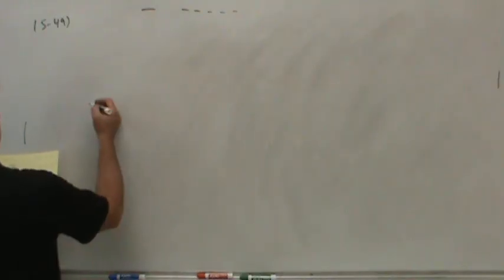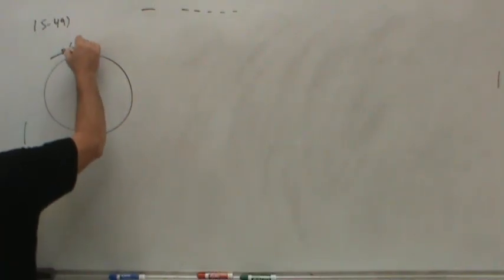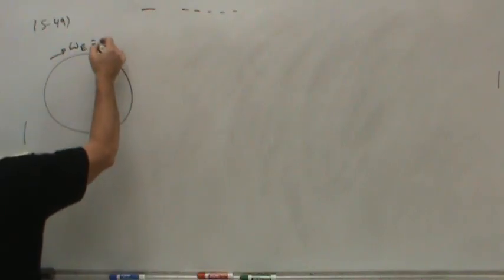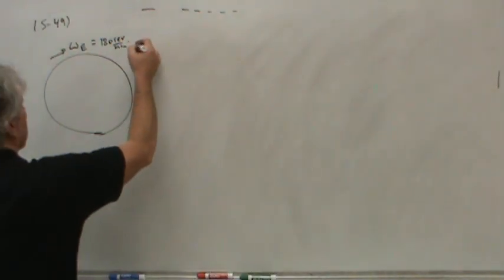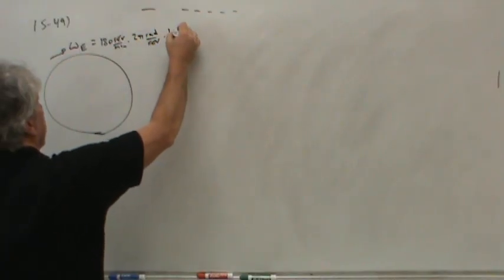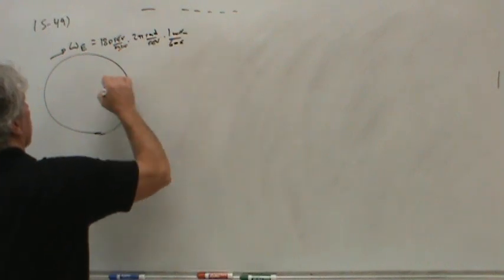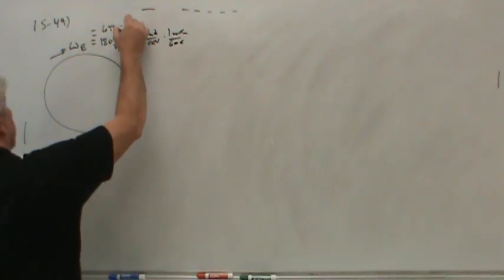Let's make a quick sketch of this. So there's ring gear E. It has angular velocity 180 revolutions per minute. Let's make that something useful. 2 pi radians per revolution, and a minute has 60 seconds. So that gives us an angular speed of 6 pi radians per second, of course clockwise.